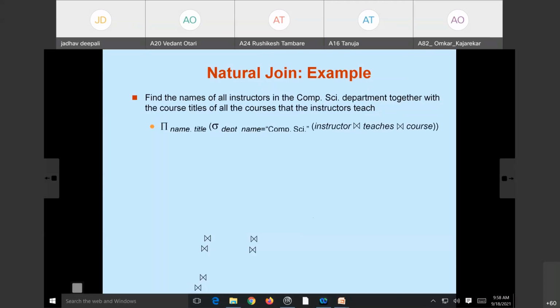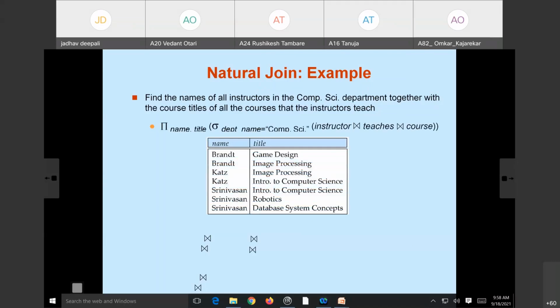After performing the natural join on all these three, from that we get only those tuples where department name is equal to computer science, and from that we project only the name of that instructor and the title. So this is the result. Brandt, game design: teaches the course game design. Brandt, image processing; Katz, image processing; Katz, introduction to computer science; Srinivasan.